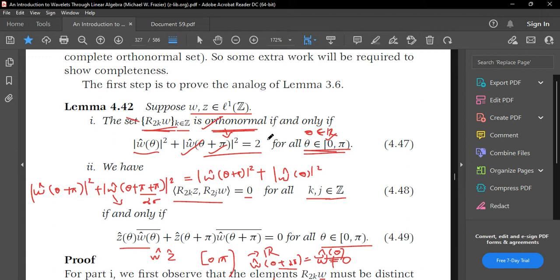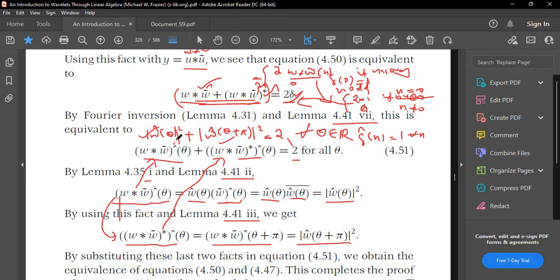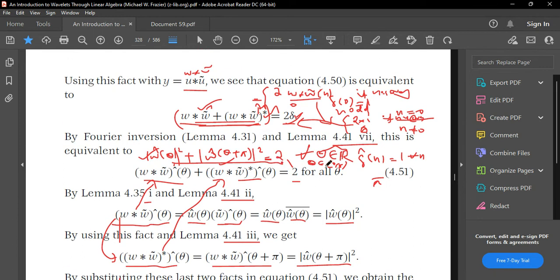Now we will move on to the converse side. Assume this identity is true, and we will prove that this is orthonormal. Assume this is true for all theta belongs to 0 pi. If this is true for 0 pi, then it will be true for all theta belongs to R, because this expression is periodic with pi. That is the reason. So we can say that from 0 pi this is true for all theta belongs to R.